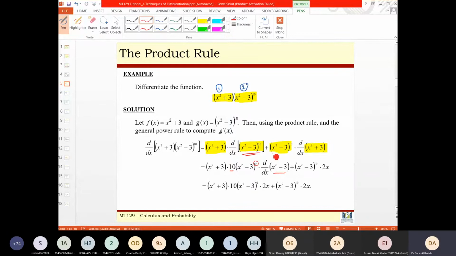Now the second, (x^2 minus 3) to the power 10, multiplied with the derivative of the first. What's the derivative of x^2 plus 3? It is 2x. And this will be our derivative after we simplify it to the simplest form. They didn't even simplify it, as you can see. We have 10, we have 2, we can multiply them to be 20. They just leave it. Is it clear?